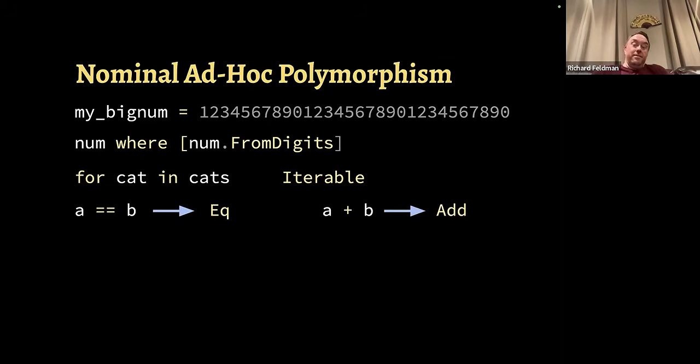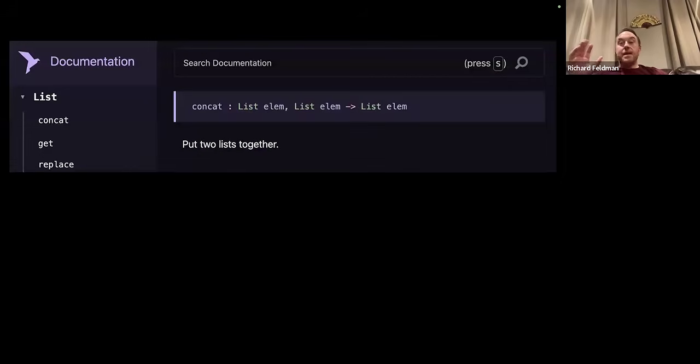You just write the methods and you're done. Besides the ceremony aspect of that, something that I absolutely love about this is what it does to the documentation and the conceptual structure of your Rock code base. So in Rock, if I've got lists and I've got concat, get, and replace, let's say, this is it.